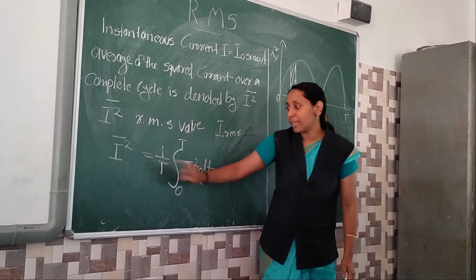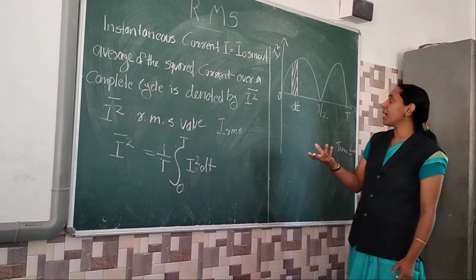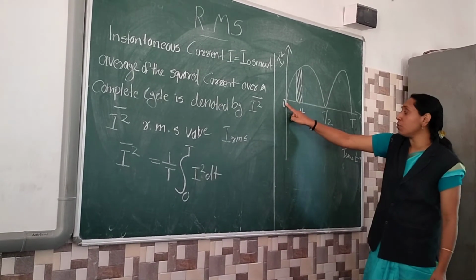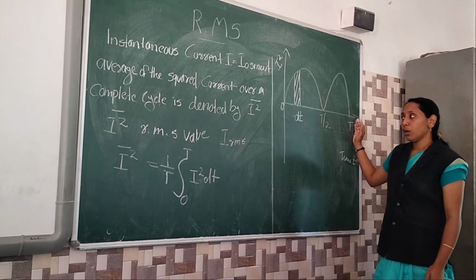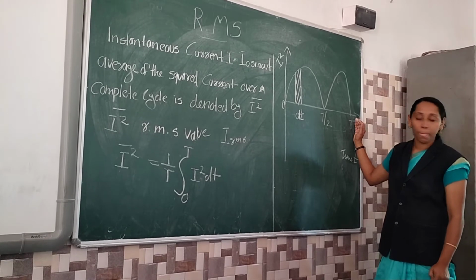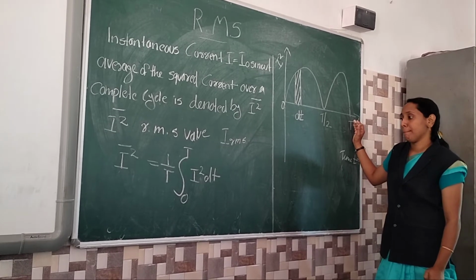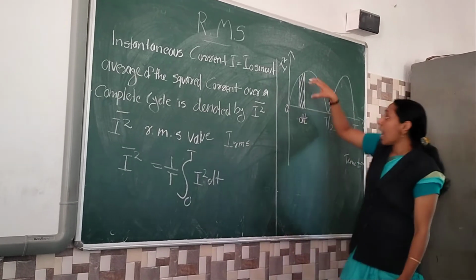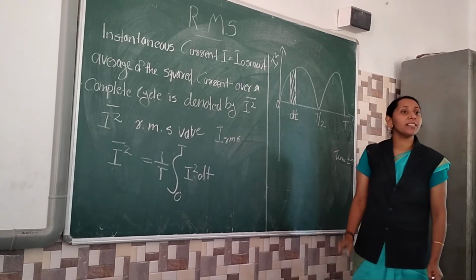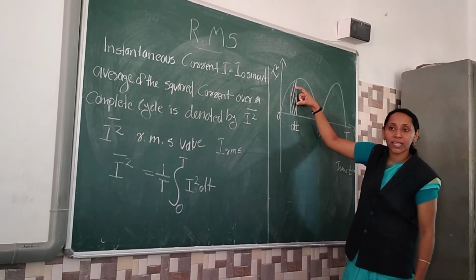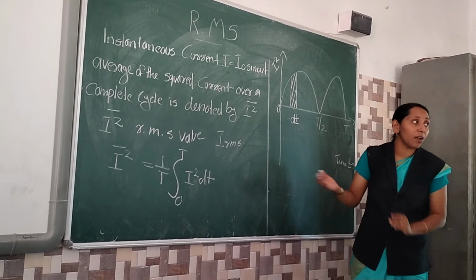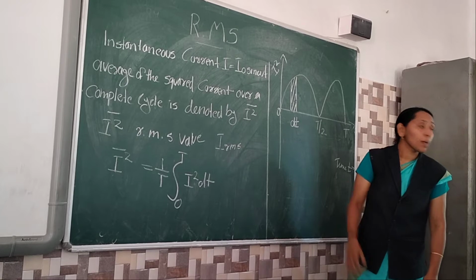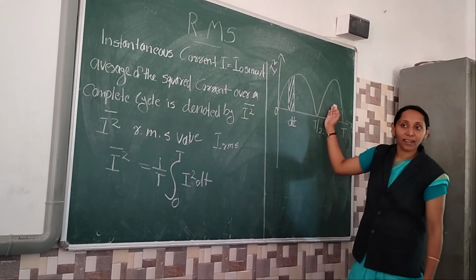So what is that? 1 by T. How am I taking 1 by T? 0 to T. 0 to T, that is my duration. 0 to T I square dt. What is the meaning of that? The small portion का value मेरे को मालूम है, I square है. ठीक है ना? इसको इंटीग्रेट करो, क्या मिलेगा? पूरा साइकिल का मिलेगा. Clear everyone?